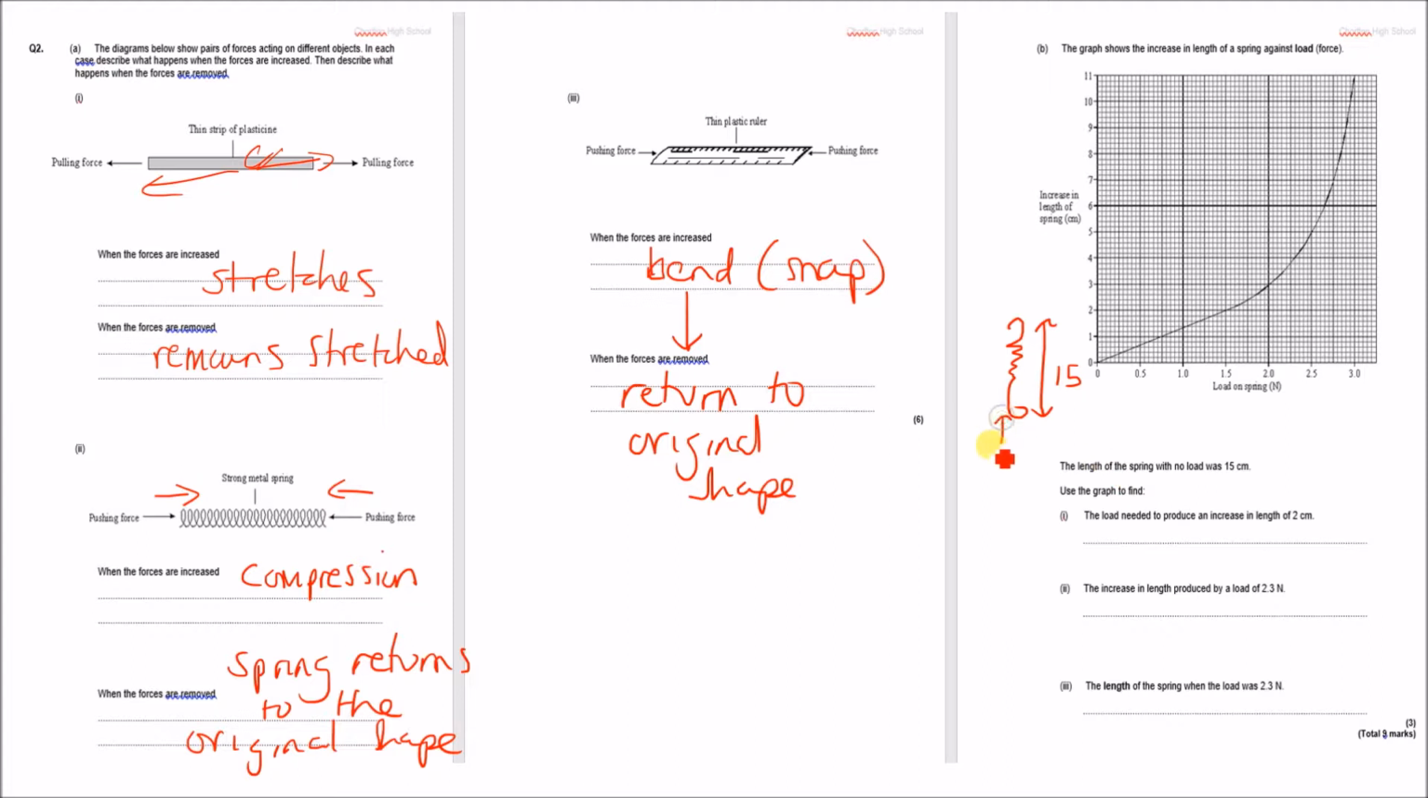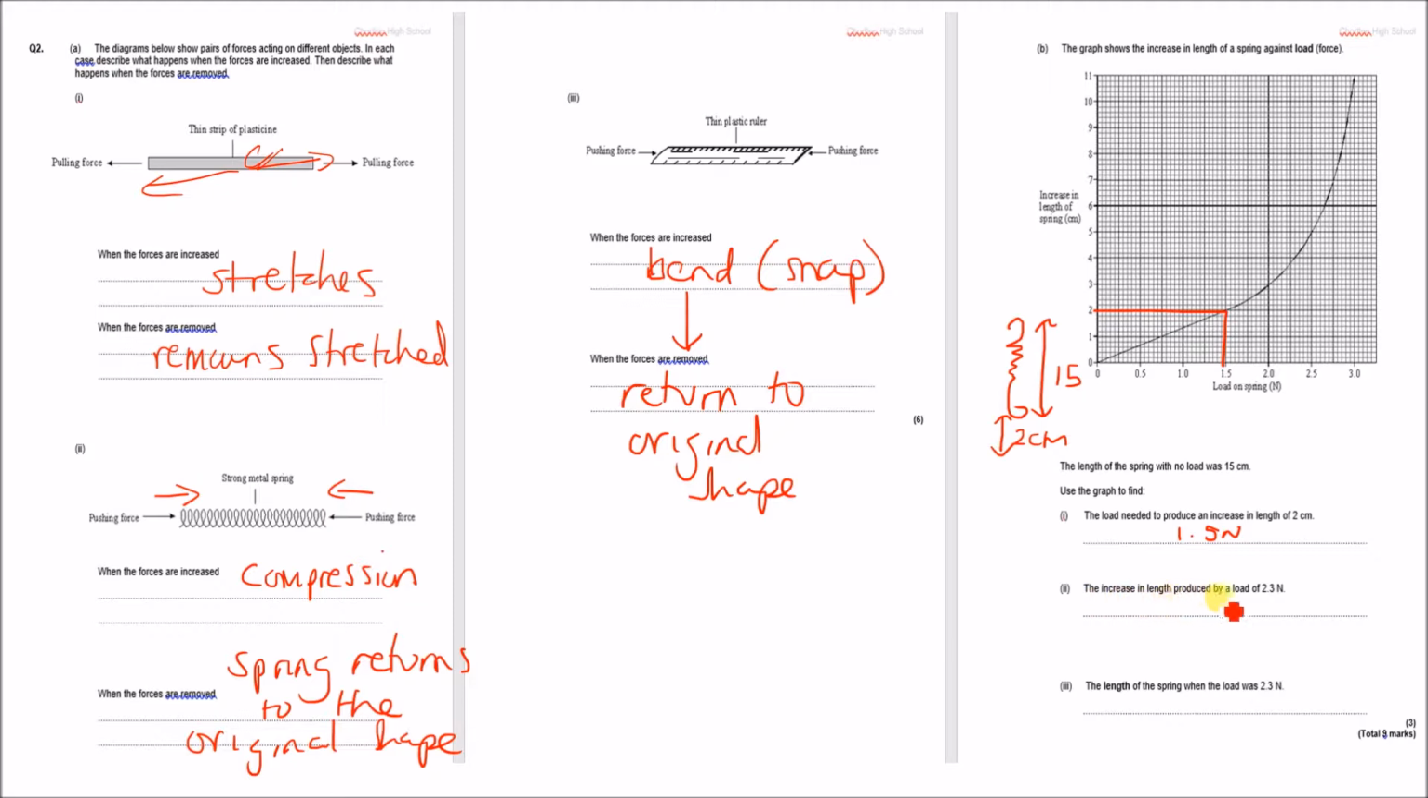So we're asking how much weight do you need to put on to make it extend by 2 centimeters. So what we're going to do is go to this increase of 2 centimeters, draw a line across, and keep going until it meets the line. If we go down from that point, you can clearly see that's 1.5 newtons. So we need 1.5 newtons to increase the length by 2.